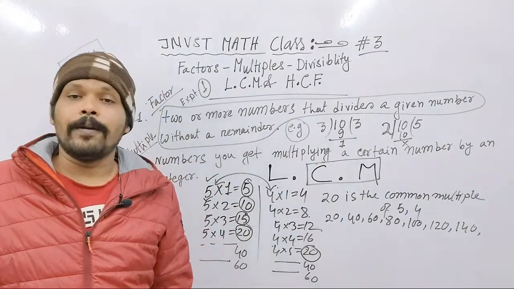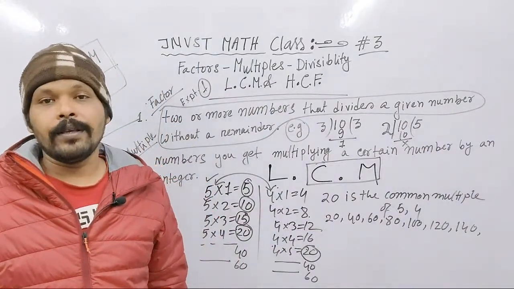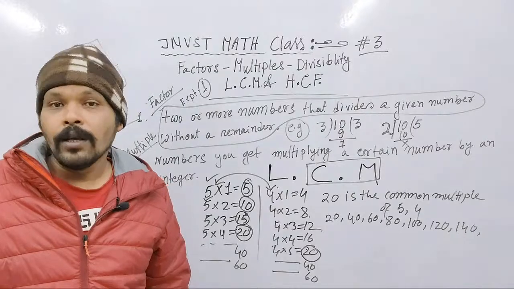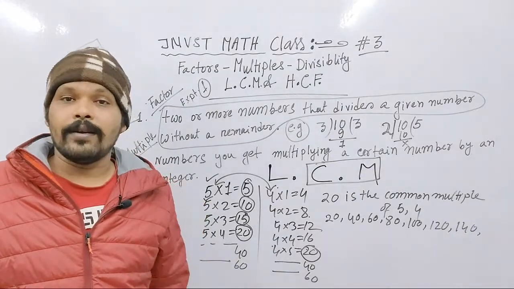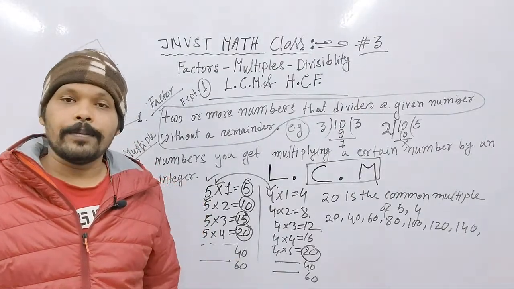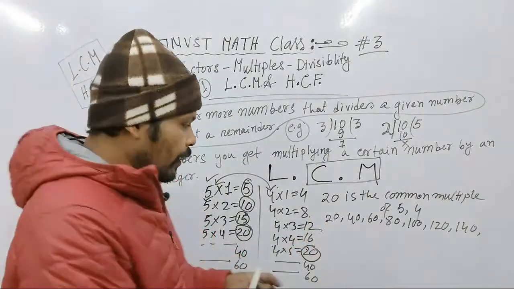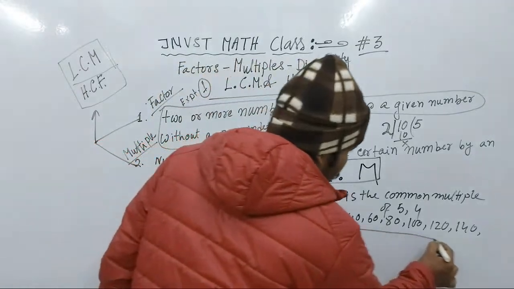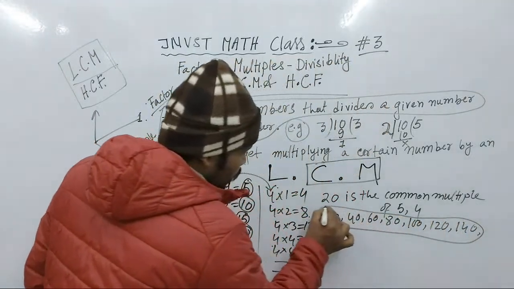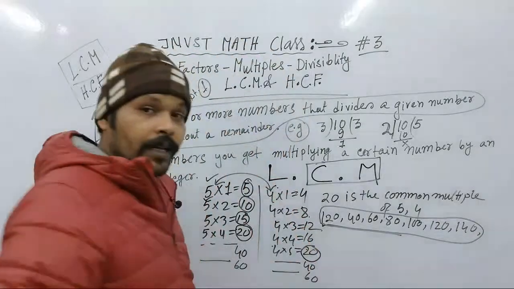So many common multiples are there of those numbers 5 and 4, and among those common multiples, which one is the lowest one? You just tell me. Answer me quick. Which one is the least one? Which one is the lowest one? Here you just see, among these common multiples, which one is the least one?